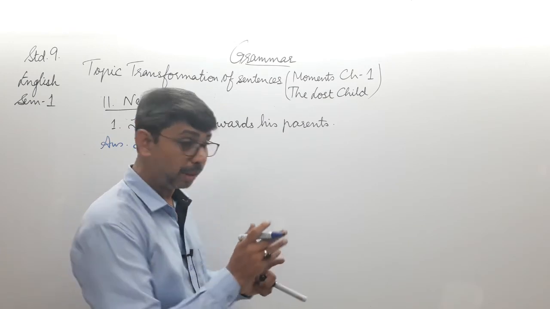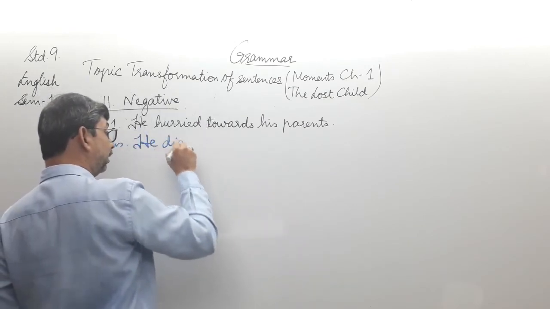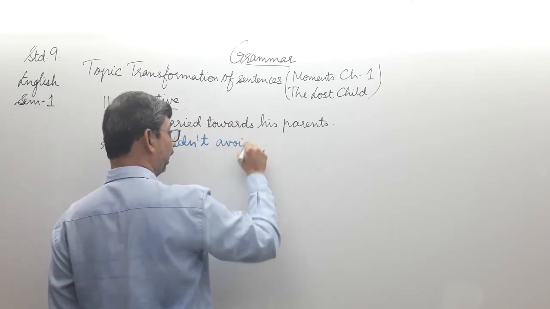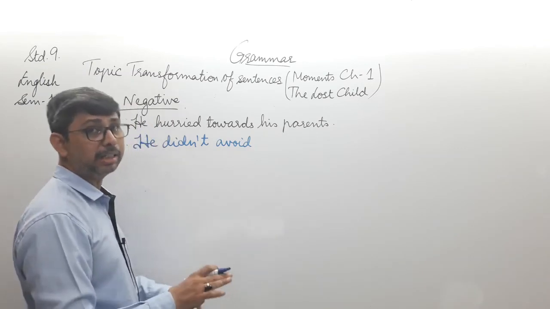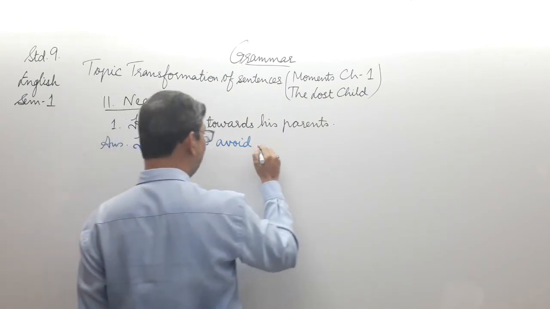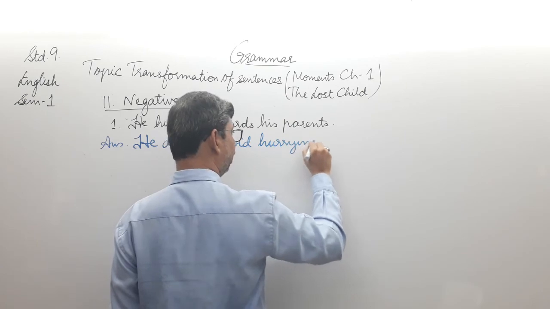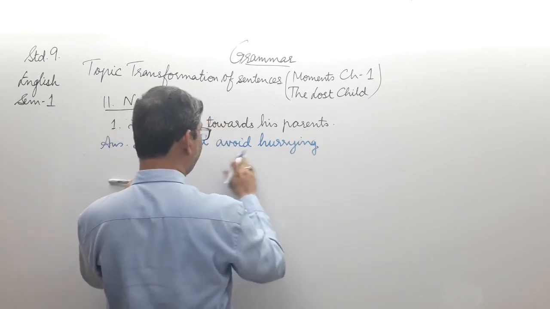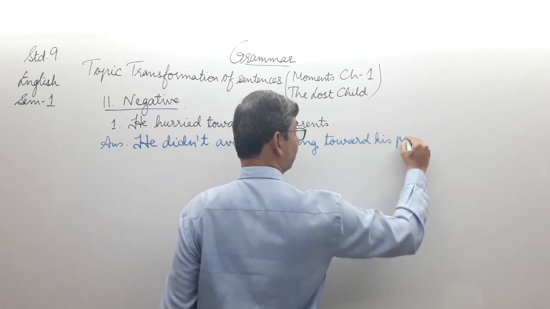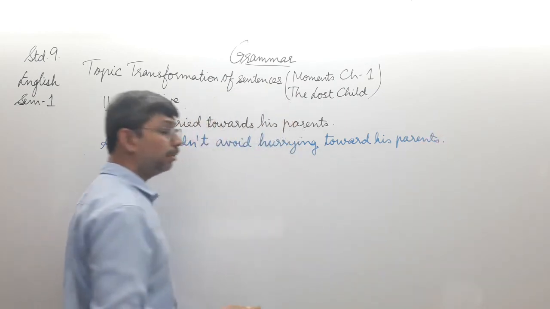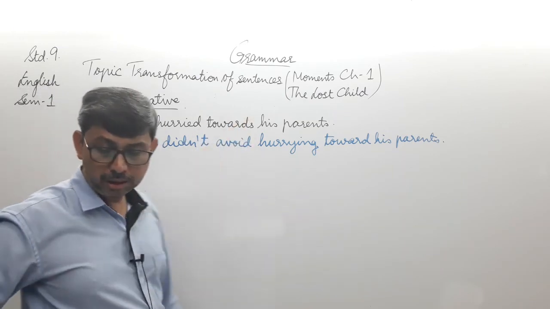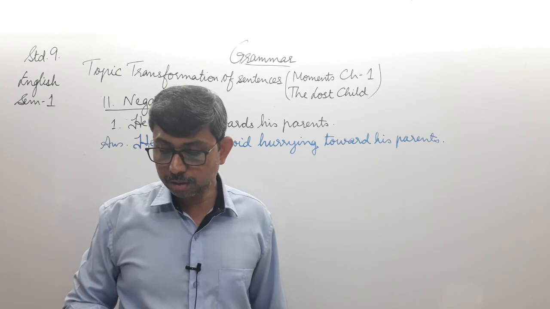But then if I just write he didn't hurry, the meaning would change. So I should not be changing the meaning when I add the negative word. So he didn't. What didn't he do? He didn't avoid hurrying. So the action of hurrying was not avoided. It means he hurried. But the statement that we have derived is negative now. He didn't avoid hurrying towards his parents. So the meaning hasn't changed in any case over here. So this was one example of the negative sentence that I tried to teach you and practice with you.